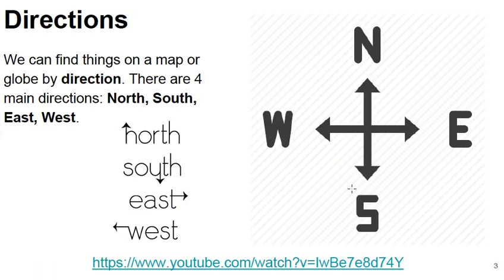Directions. We can find things on a map or globe by using direction. There are 4 main directions. N stands for north, S stands for south, E stands for east, and W stands for west. Now, I want you to please keep your papers next to you, and can you write for me the letters I am saying, all the 4 directions, but in the sequence which I am saying to you, in capital letters. N, E, W, S.